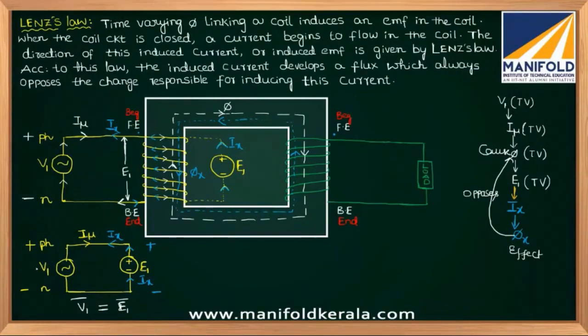See, I can take V1 as a cause. I can take E1 as an effect. Or you can take I mu as a cause, because I mu is coming because of V1, and I can take Ix as the effect. Now tell me, here the effect opposes the cause, yes or no? Effect is opposing the cause, yes or no? Yes, very good. So to show that opposition, I am putting a minus symbol here.